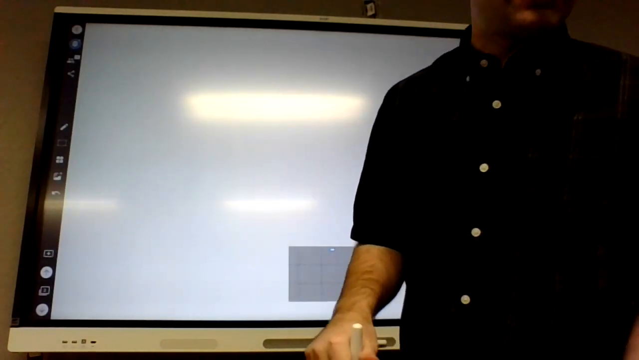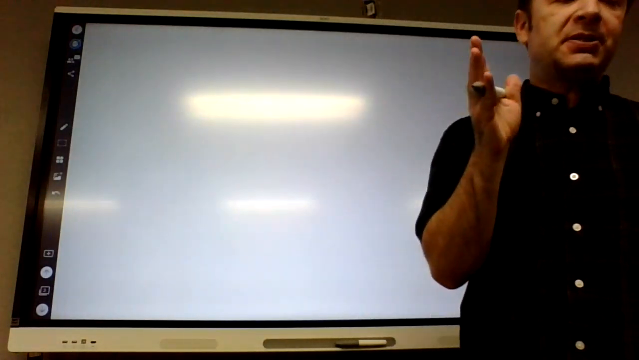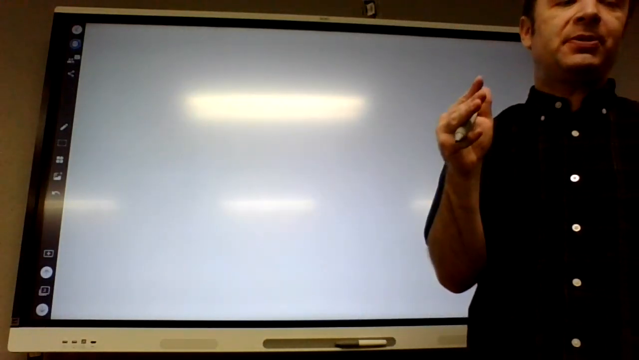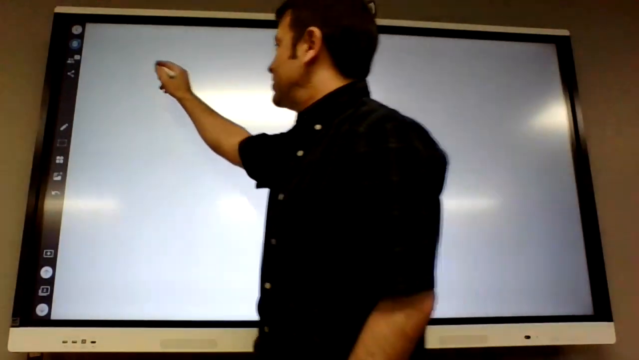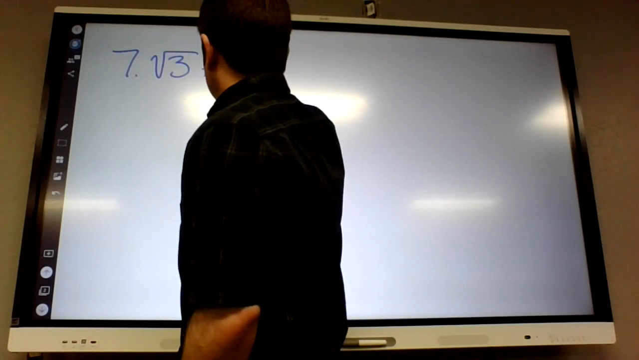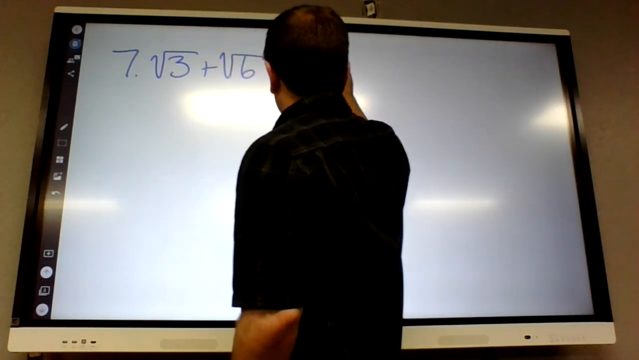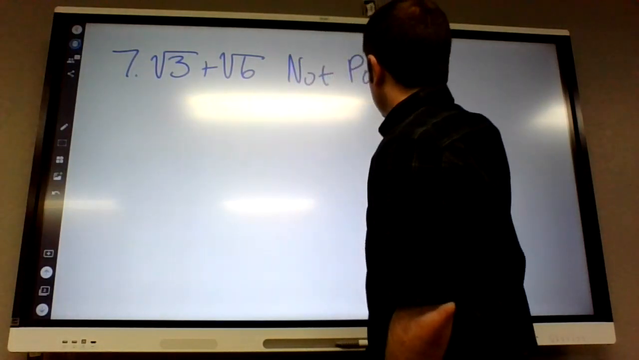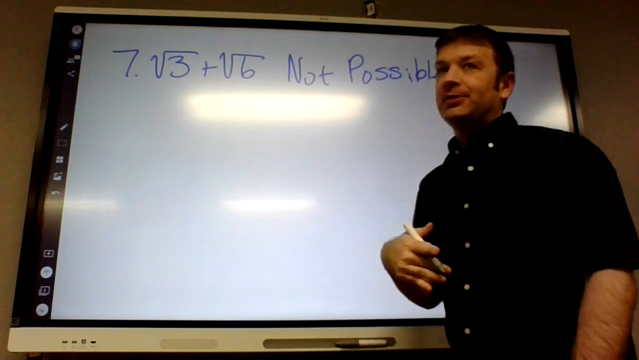Number 7, square root of 3 plus square root of 6. Okay, I should probably read the directions. It says simplify if possible, otherwise state not possible. On number 7, does square root of 3 plus square root of 6 simplify? No. So they want us to put not possible. It's not possible to write that any simpler.